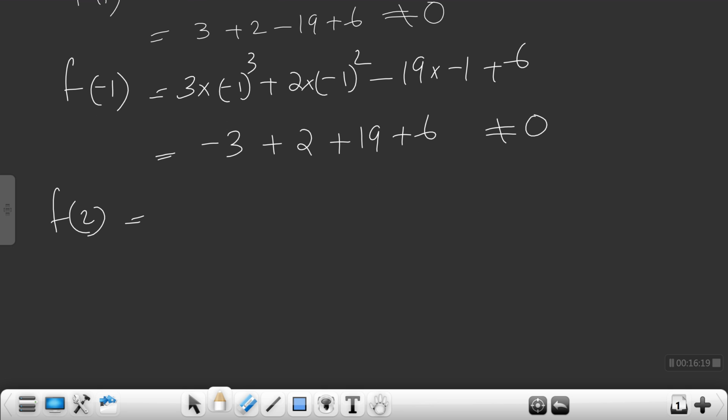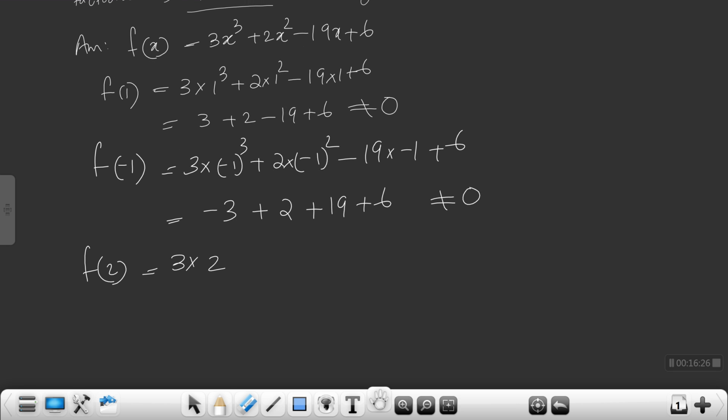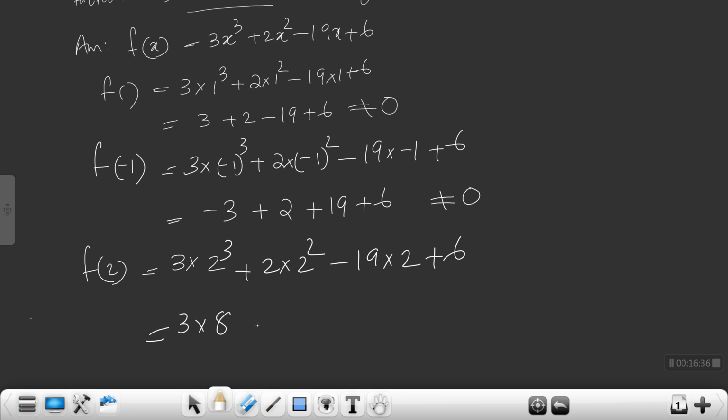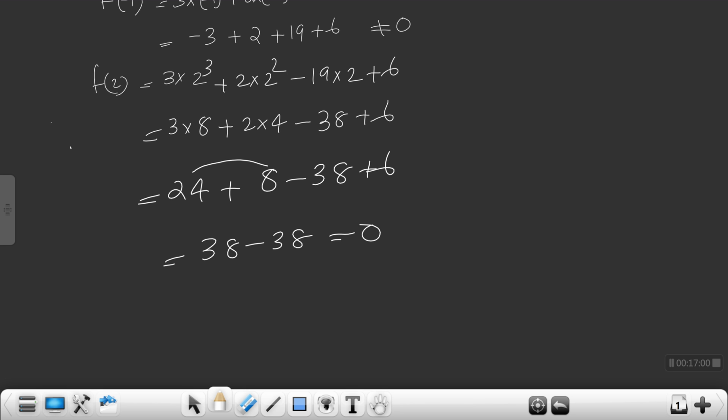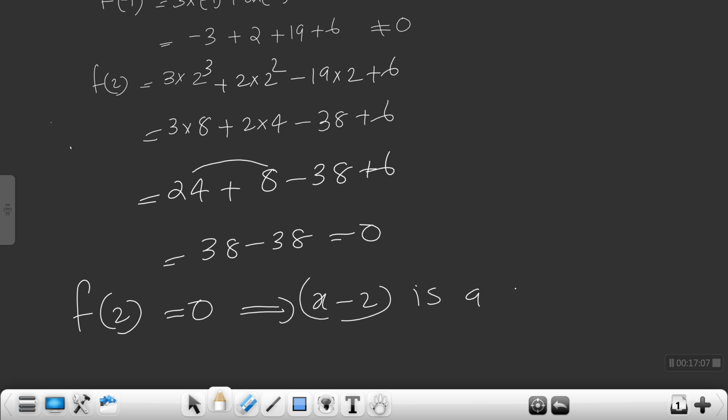f of 2 is 3 into 2 cube plus 2 into 2 square minus 19 into 2 plus 6, which is equal to 3 into 8 plus 2 into 4 minus 38 plus 6, which is equal to 24 plus 8 minus 38 plus 6. 24 plus 8 is 32, 32 plus 6 is 38. That is 38 minus 38 is equal to 0. Here we got f of 2 equals 0. That implies x minus 2 is a factor.